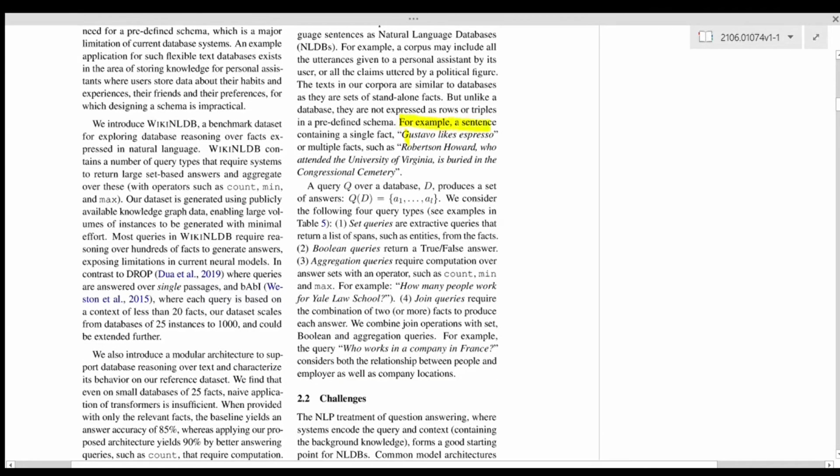For example, a sentence containing a single fact, Gustavo likes espresso, or multiple facts such as Robertson Howard, who attended the University of Virginia, is buried in a congressional cemetery. So basically, Gustavo likes espresso is a single fact. In another sentence, Robertson Howard, who attended the University of Virginia, is also buried in a congressional cemetery. So this provides a two-context fact in the values which can be interlinked.